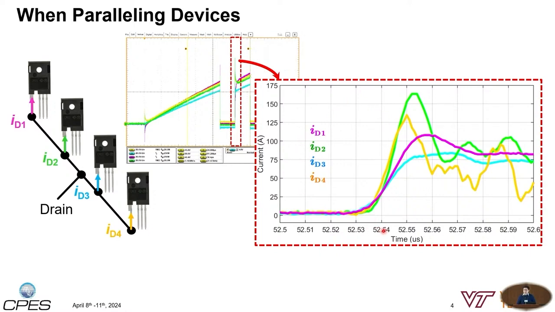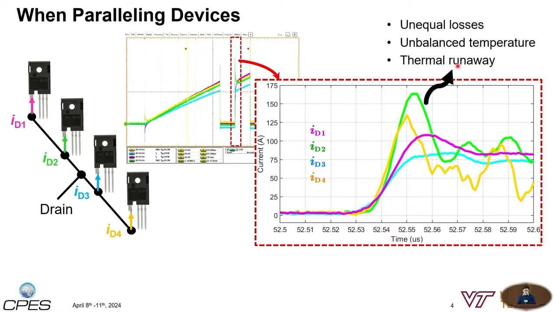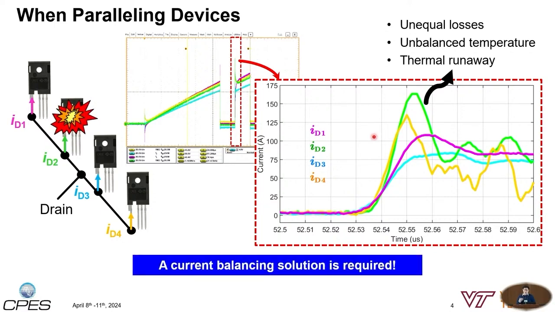and it may lead to unequal losses and unbalanced junction temperature. We know that the silicon carbide MOSFET threshold voltage has a negative temperature coefficient, which means that one of the devices may go into thermal runaway, and eventually your devices may explode and decrease your system reliability. So in this case, a current balancing solution is required when we are paralleling devices.